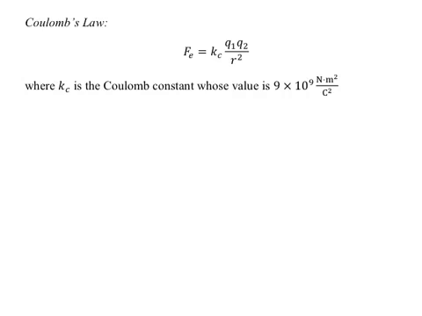First, Coulomb's law says the following: the electric force felt by a charged particle or between two charged particles is equal to Kc times Q1 times Q2 all over R squared. Now, Kc is called the Coulomb constant, and its value is 9 times 10 to the 9 Newton meters squared per Coulomb squared.